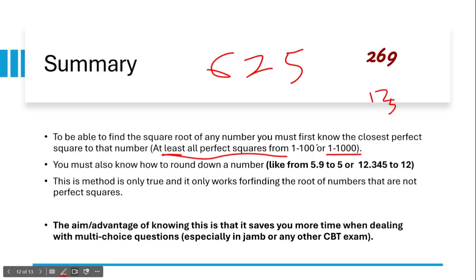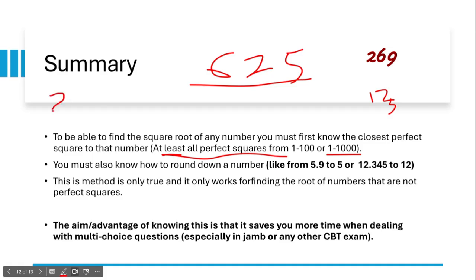But you must know the perfect squares from 1 to 100. They're not much. It should not be up to 30 or 40 or 50, within the range of 50. But they're not much. You just need to know them. If you can cram them, fine. If you cannot cram them, fine. Just know those important numbers like 625, which is the square of 25.